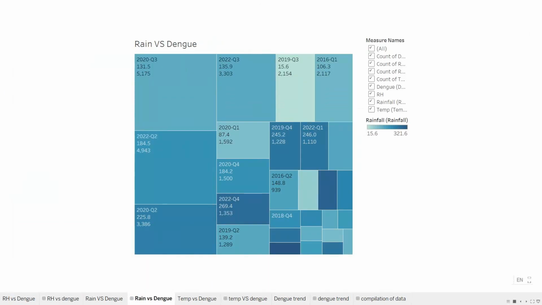The last factor we assume influences the frequency of dengue cases is rainfall. The darker the color of the square on the top graph, the greater the amount of rainfall. We will anticipate that the more rain there is, the more dengue cases there will be.